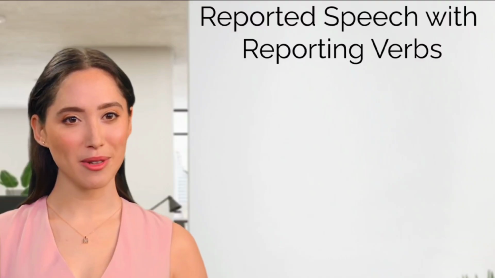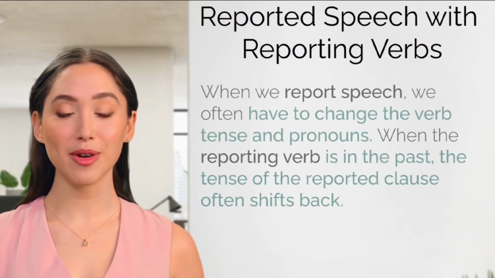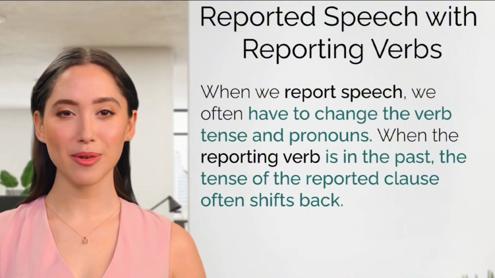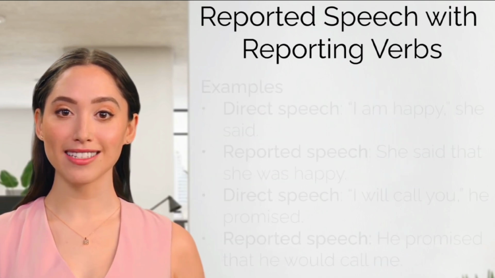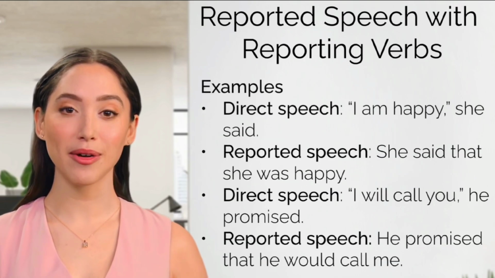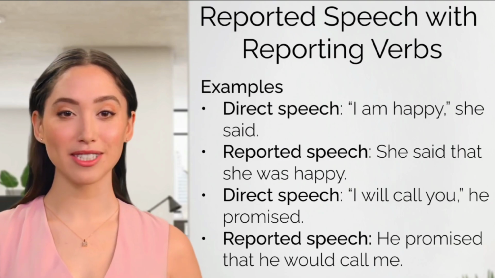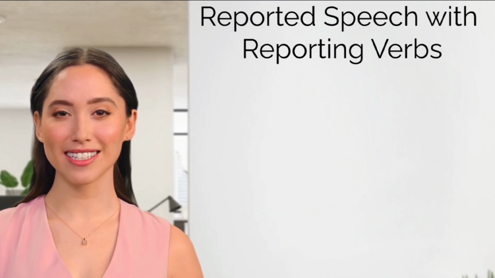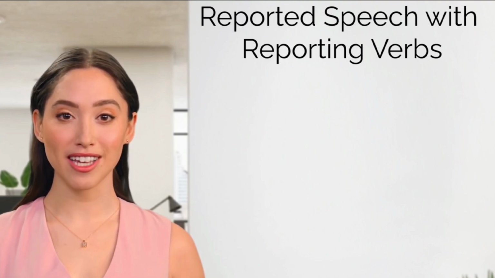Now that we've covered different reporting verbs, let's look at how they're used in reported speech. When we report speech, we often have to change the verb, tense, and pronouns. When the reporting verb is in the past, the tense of the reported clause often shifts back. Examples. Direct speech, I am happy, she said. Reported speech, she said that she was happy. Direct speech, I will call you, he promised. Reported speech, he promised that he would call me. This shift in tenses is important when using reporting verbs, especially in formal writing or when retelling conversations.